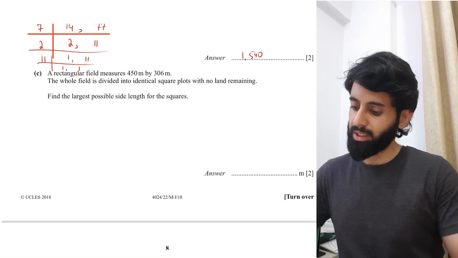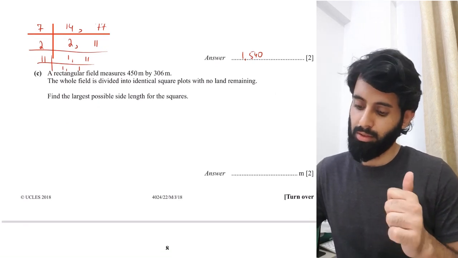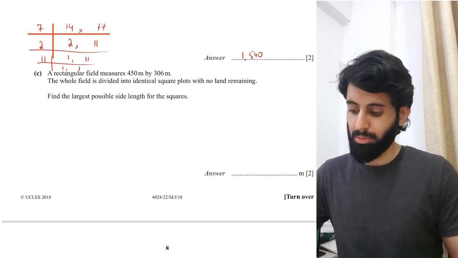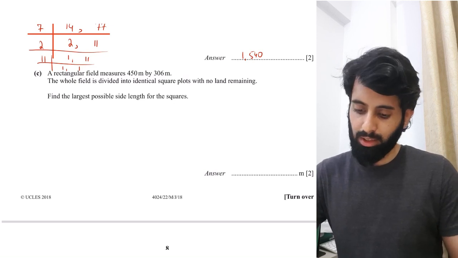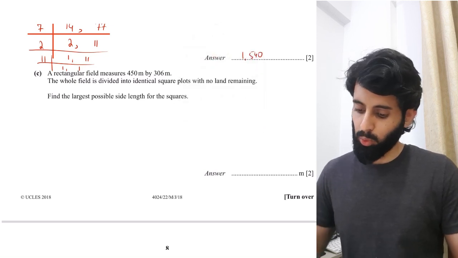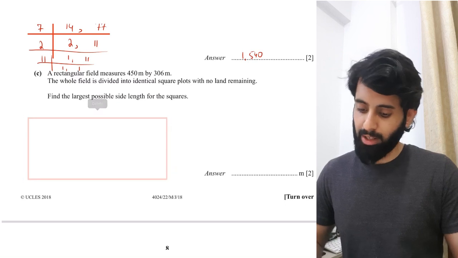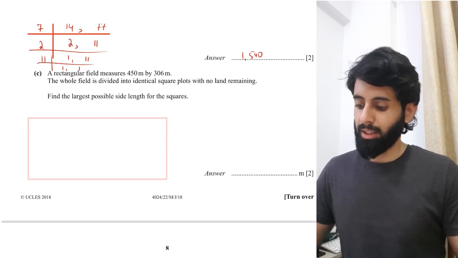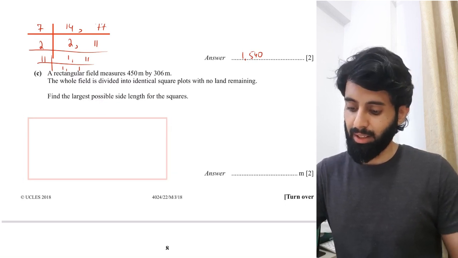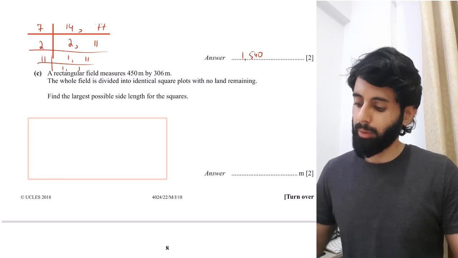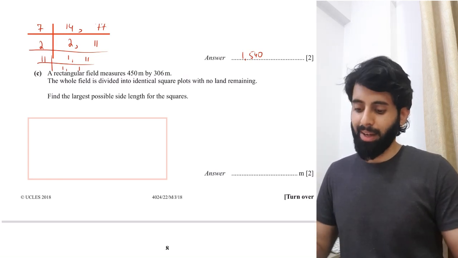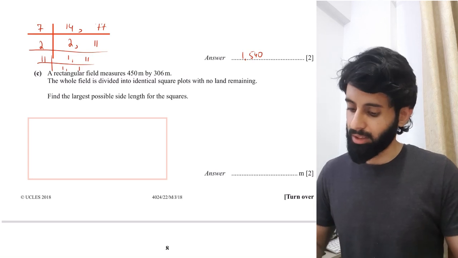Now we're at part C, which says a rectangular field measures 450 by 306 meters. The whole field is divided into identical square plots with no land remaining. Find the largest possible side length for the squares. So let's take a step back. Let's read the question again and see what it's asking for.